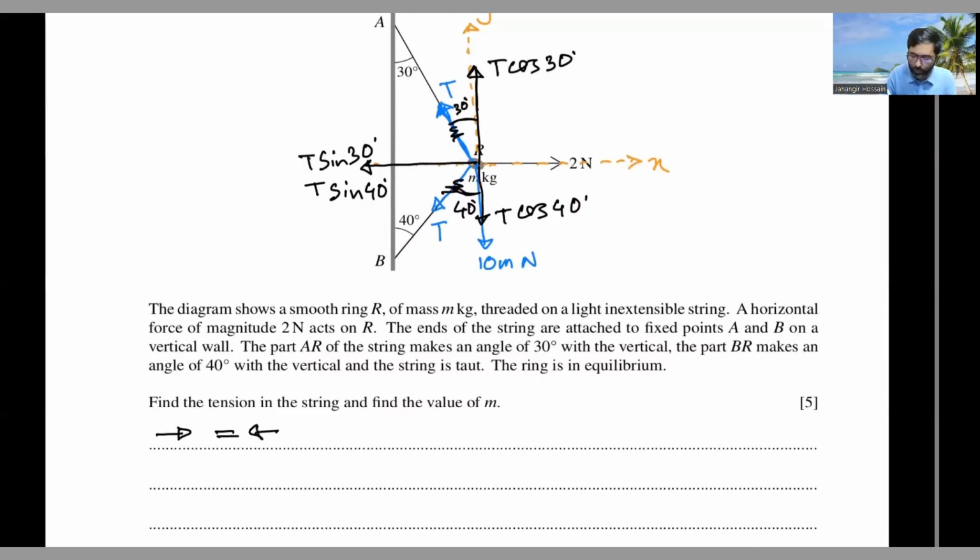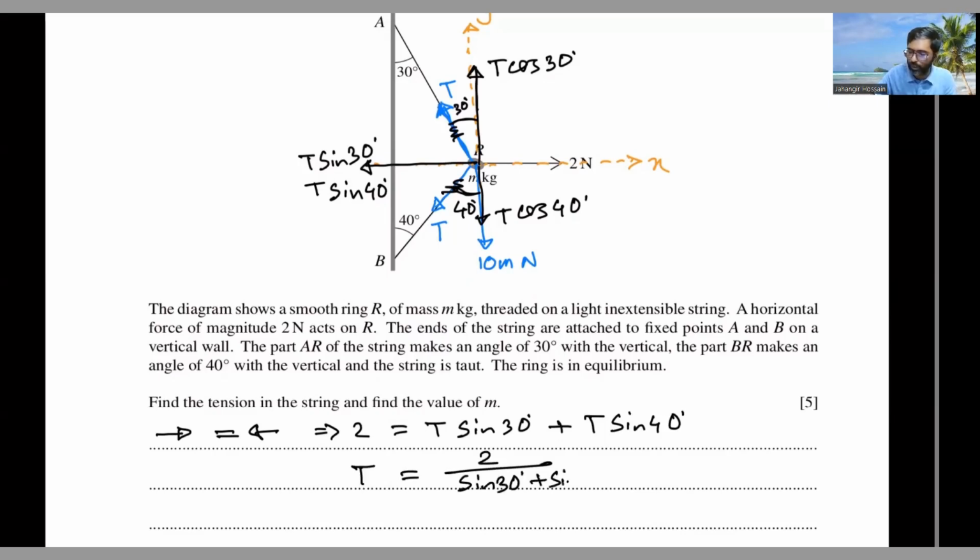Since it is in equilibrium, the forces are balanced. If you consider the horizontal direction, we have 2 equal to T sin 30 plus T sin 40. From this, T is 2 divided by sin 30 plus sin 40, which will give you T equal to 1.75, correct to 3 SF.